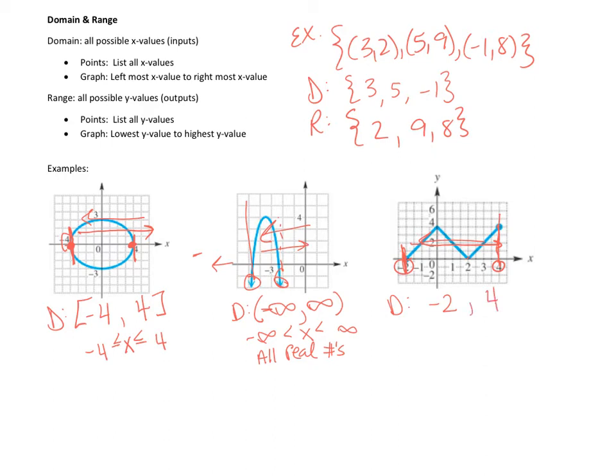Since I have those closed dots on each of these, I would use a bracket. And then if I wanted an inequality, I'd put x in the middle. Since I have a bracket, I would include the equal sign underneath. So that would be the domain for each of these.